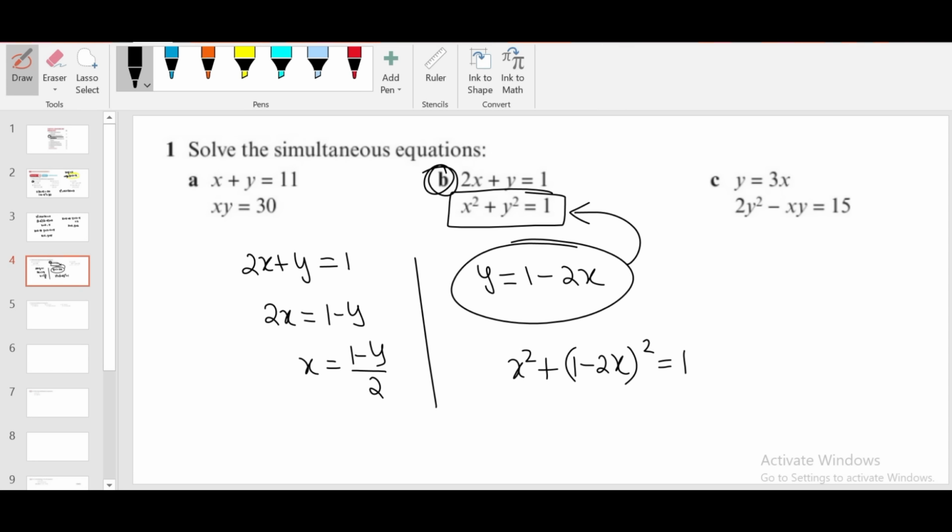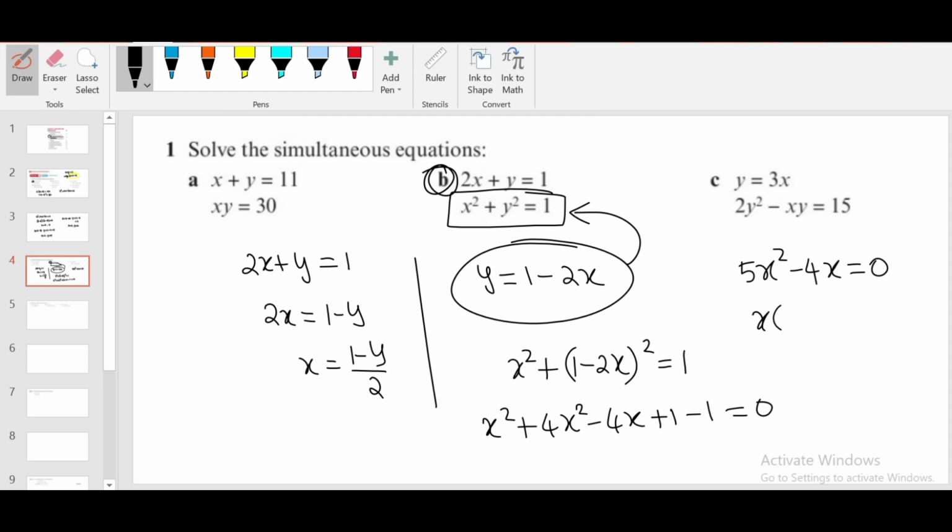The only difference is that here you won't have a fraction, though both give you the same solution. So you will get x square, expand this, 4x square minus (a minus b) whole square plus 1, put the other one also this side. So you will get 5x square minus 4x is equal to 0.